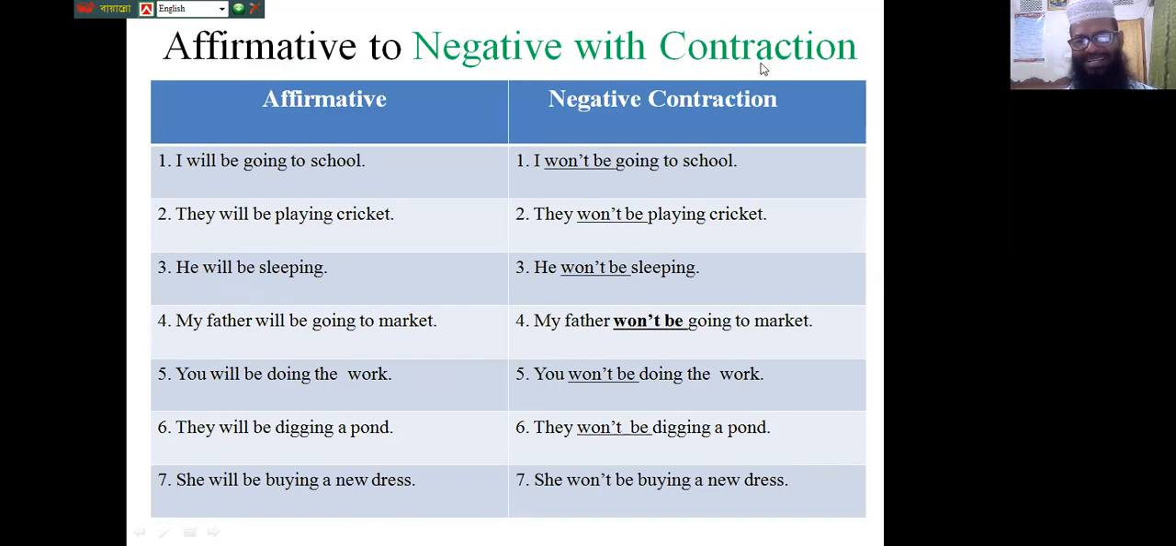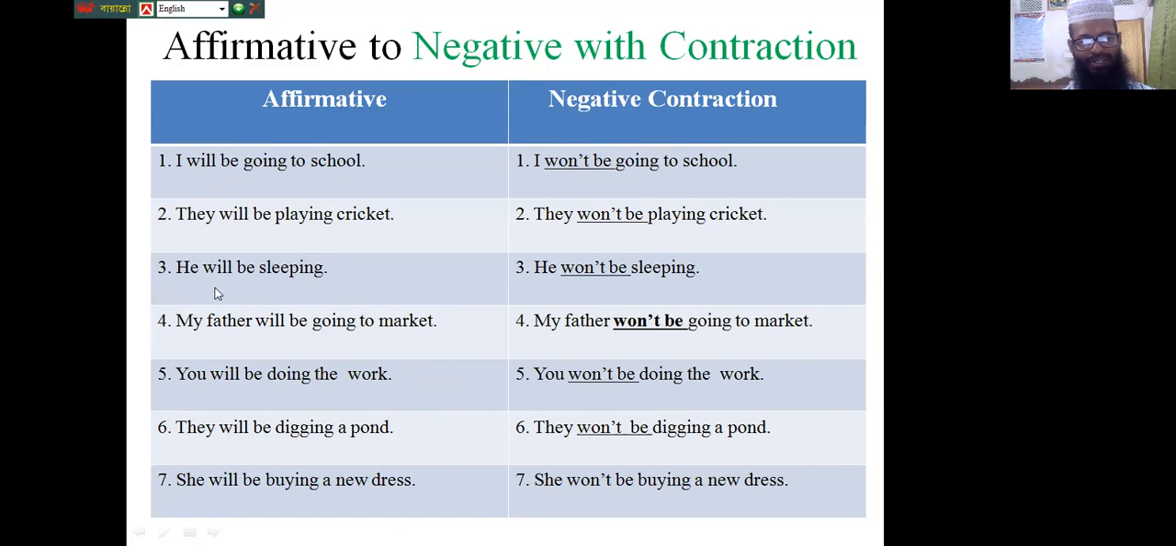Affirmative to negative with contraction. From an affirmative sentence, I will change it to a negative contraction. I will be going to school. I won't be, negative contraction. I won't be going to school. They will be playing cricket. They won't be playing cricket. Understand? He will be sleeping. He won't be sleeping. Understand?